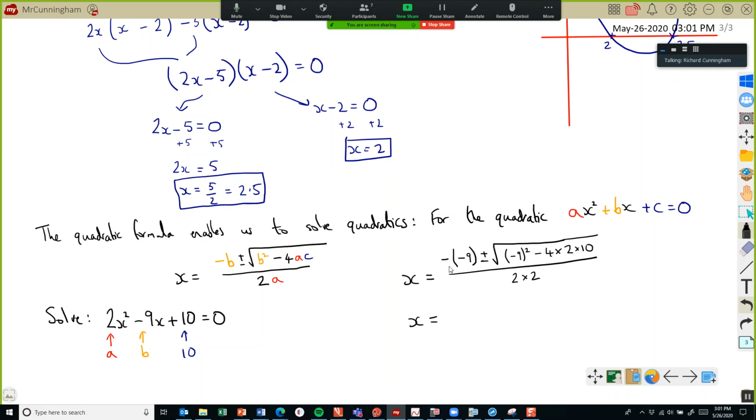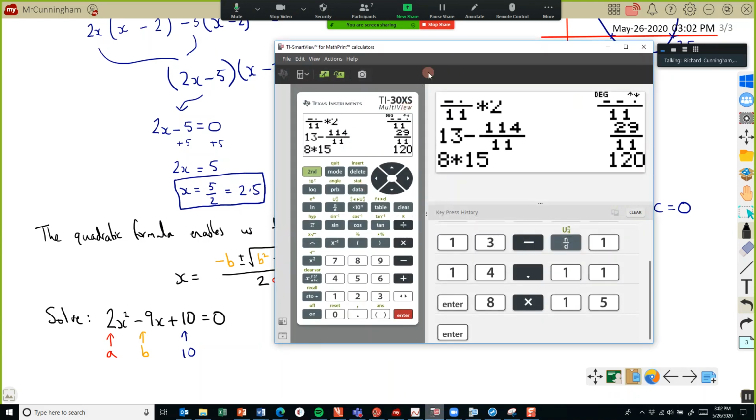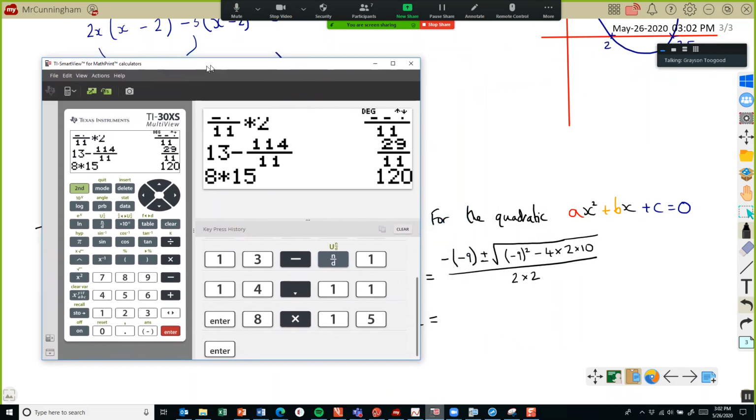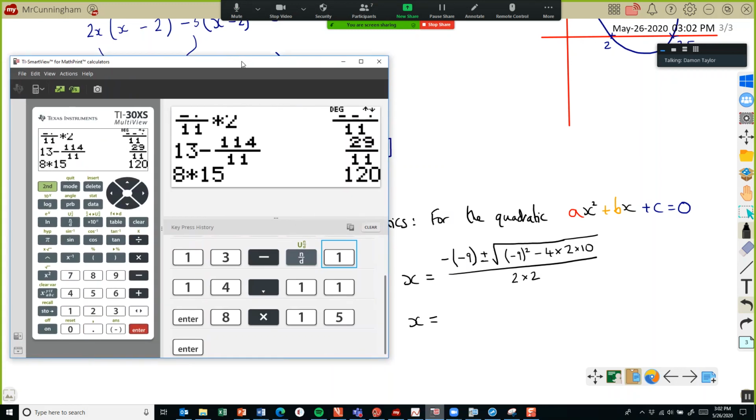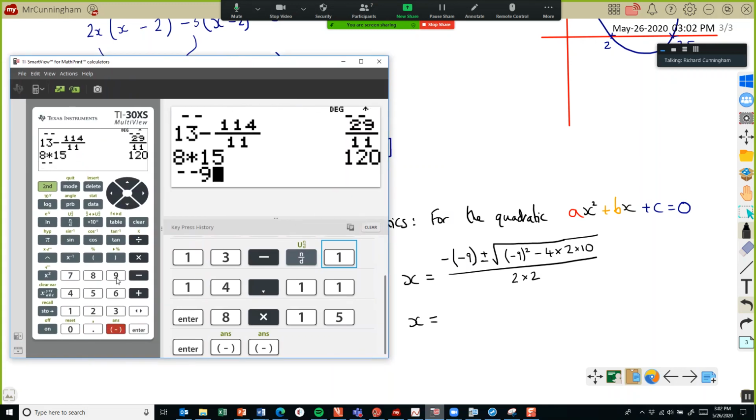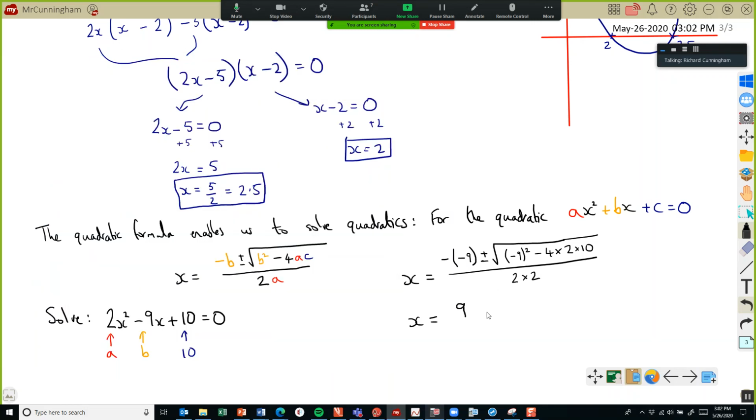Now we can work this out on our calculator quite straightforwardly, but let's do it in a couple of steps. What is minus 9? If I have minus 9, it's just positive 9. So that becomes 9. I'll worry about this positive and negative bit in a second. What's minus 9 all squared?